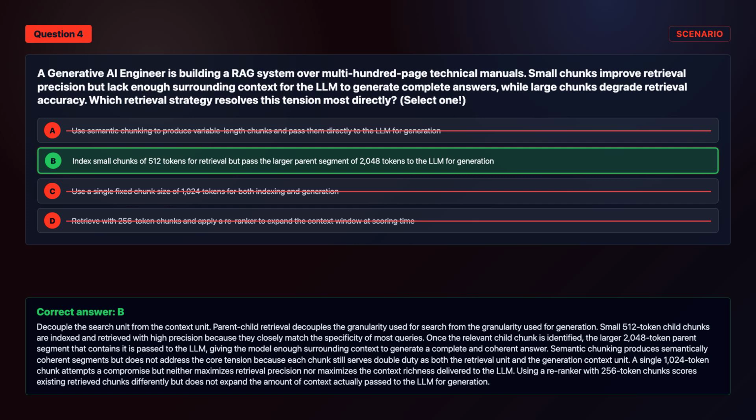Semantic chunking produces semantically coherent segments, but does not address the core tension because each chunk still serves double duty as both the retrieval unit and the generation context unit. A single 1024 token chunk attempts a compromise, but neither maximizes retrieval precision nor maximizes the context richness delivered to the LLM. Using a re-ranker with 256 token chunks scores existing retrieved chunks differently, but does not expand the amount of context actually passed to the LLM for generation.